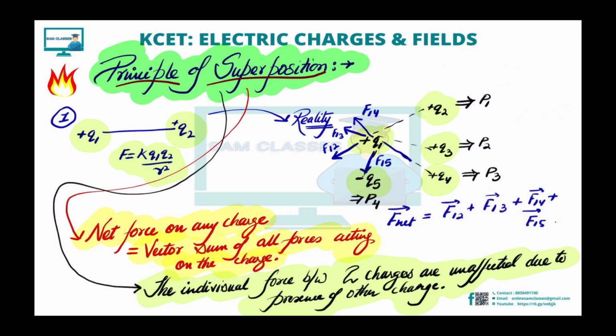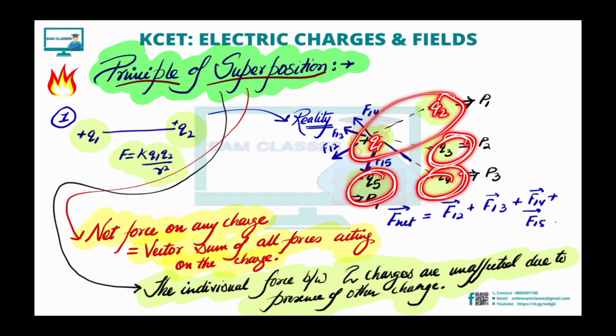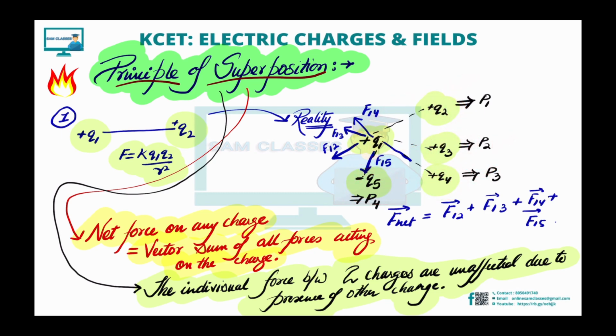And the second part we got from the principle of superposition is that the individual force between two charges, let's say I'm finding the force between Q1 and Q2, doesn't get hampered by any other charge like Q3, Q4. The presence of these charges doesn't hamper the force between these two. Okay, so two points we learned here. First, the net force is nothing but the sum of all the forces.